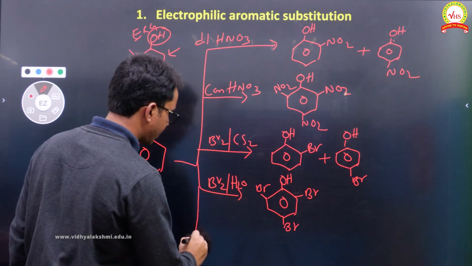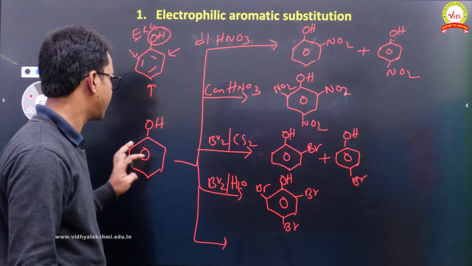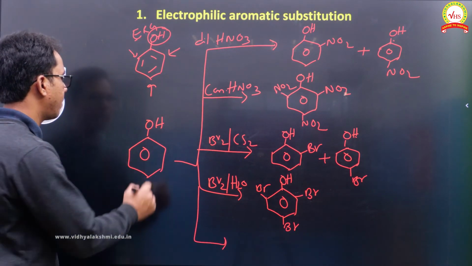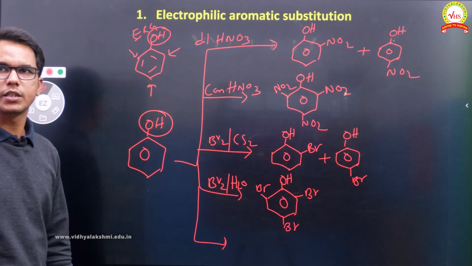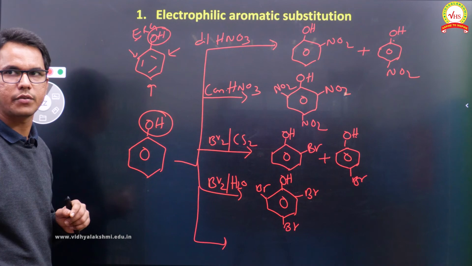And you can also go with Friedel-Crafts alkylation and acylation. All those reactions take place with phenol, because the OH group is a good electron releasing group and can activate the ortho and para centers.